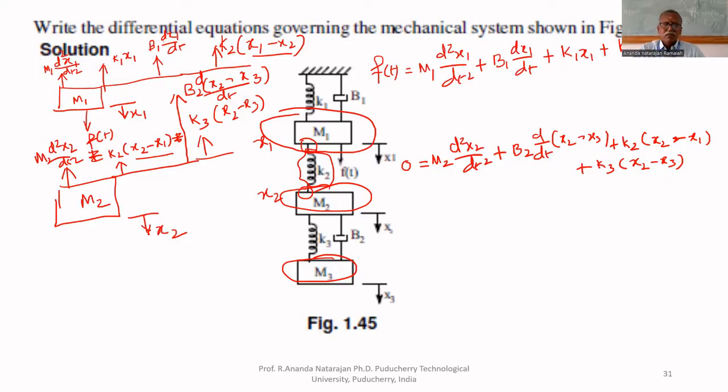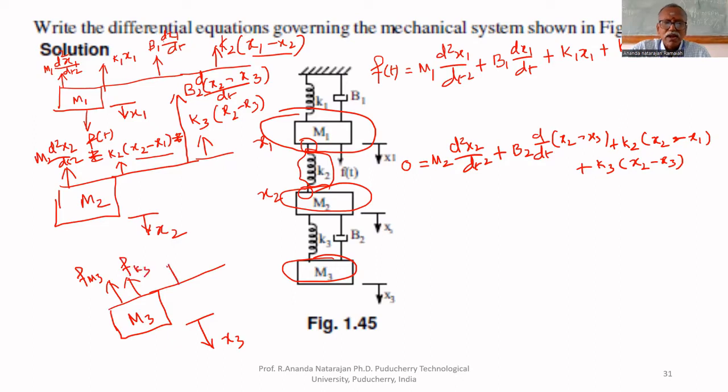That is for the second mass. For the third mass, what are the reaction forces acting on it? There is no applied force, only reaction forces. The displacement is downwards, therefore the reaction forces act upward. The reaction forces are Fm3, Fk3 and Fb2, the three reaction forces acting on it.